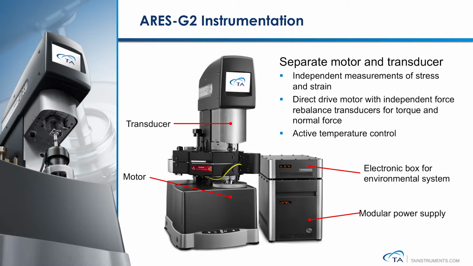The modular power supply box is separated from the testing station. It helps isolate any vibration from the electronic supplies. Depending on what temperature control unit you have selected for your instrument, you will also see another smaller electronic box for environmental control. This box will stack above the main modular power supply.